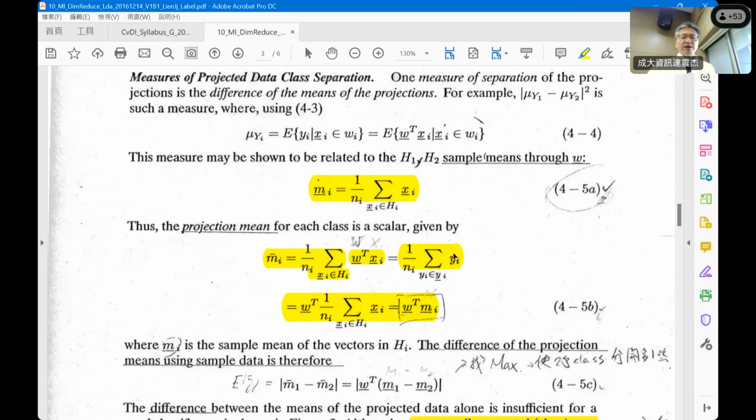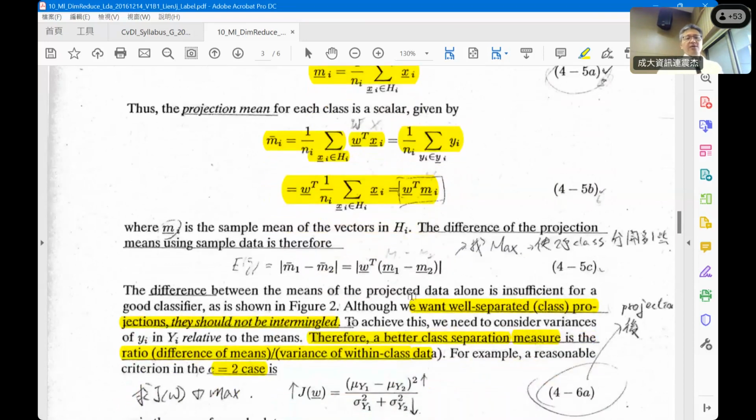The 1D average value equals the 2D average value projected onto W. Because W is a constant term, we can move it outside. So finally we prove that the 2D average value, relying on W, can be projected to 1D to become the 1D average value. That means in 1D you don't need to calculate y. You just calculate the average value m in 2D, and you can find W.